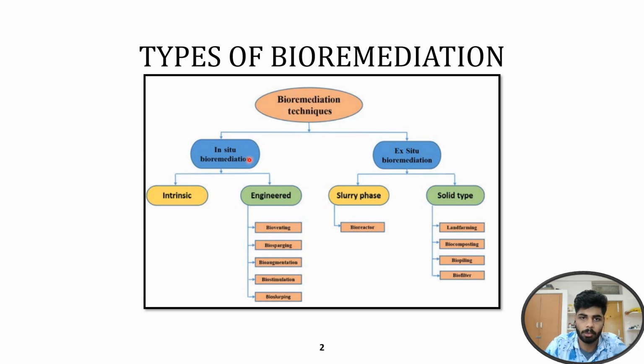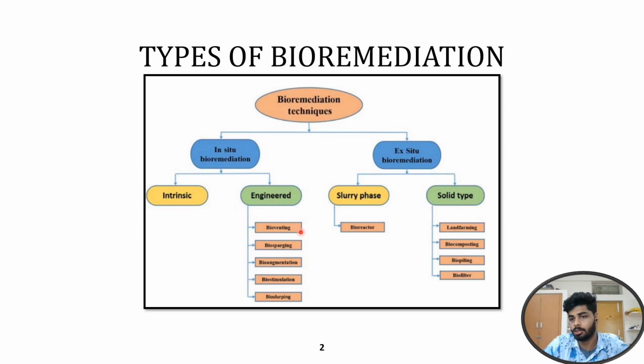In situ bioremediation is a process where we conduct bioremediation at the site of contamination itself. Whereas in ex situ bioremediation, we have to transfer the contaminated material into a controlled environment where it is broken down by microorganisms. In situ bioremediation is itself of two types: intrinsic and engineered. In intrinsic in situ bioremediation, we rely solely on the microorganisms already present at the contaminated site. Whereas in engineered in situ bioremediation, we add microorganisms, or add nutrients, or modify the conditions at the contaminated site in order to speed up the process.